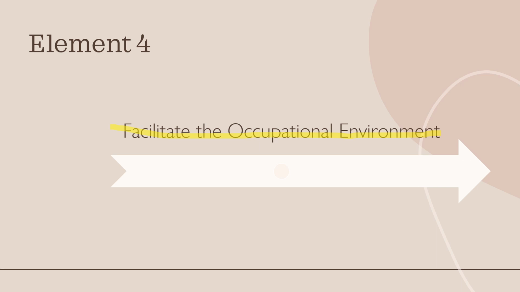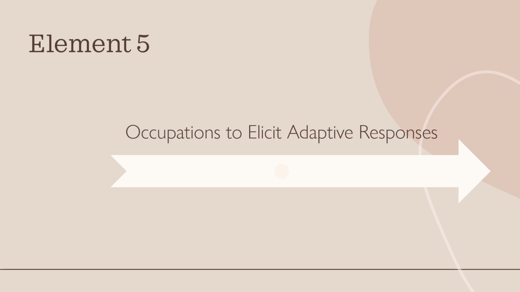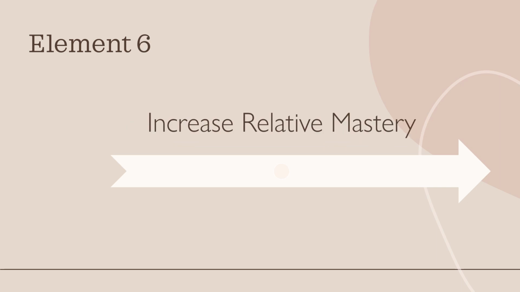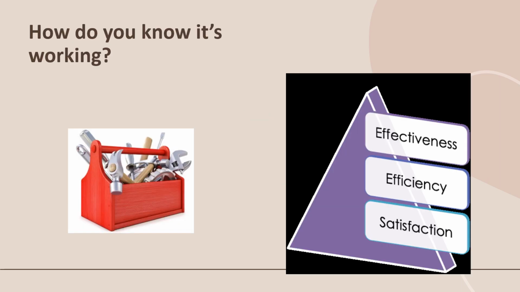We can advocate for them, teach them how to change their environment, maybe their home environment, school environment, work environment, that type of thing. And then we use occupations to elicit adaptive responses. So we work with their occupations while we are in therapy with them to elicit those adaptive responses. We increase their relative mastery. And how do you know it's working? You reassess them and you look for the effectiveness, the efficiency, and the patient and family and whoever else's satisfaction. So hopefully you have given them more tools to go in their toolbox. So much so that they need a bigger toolbox.